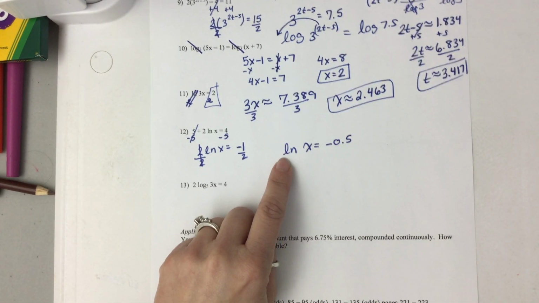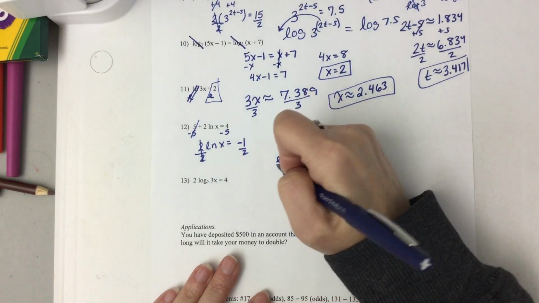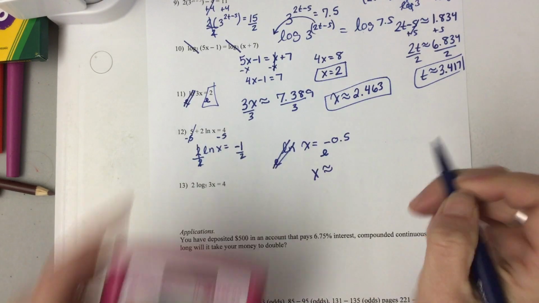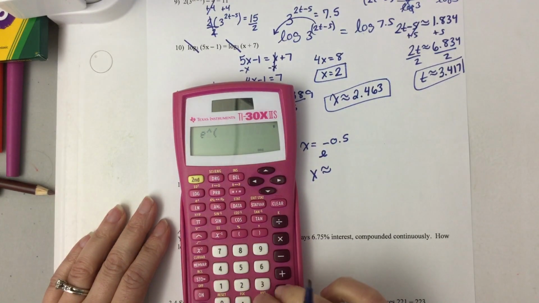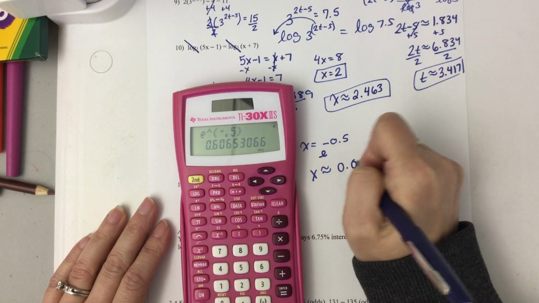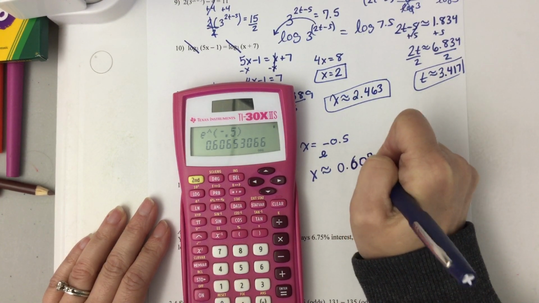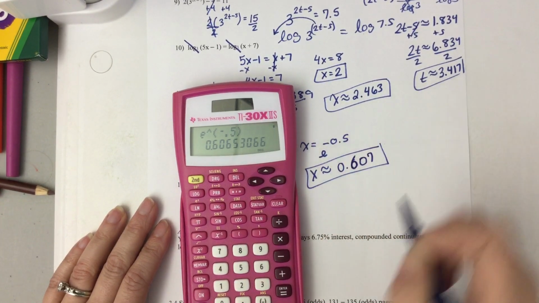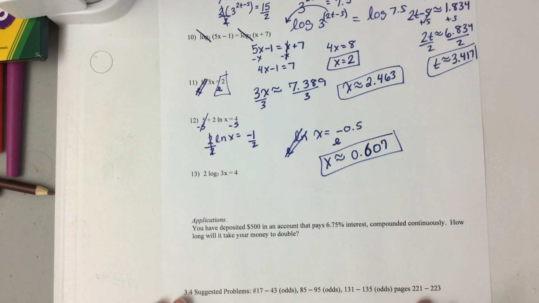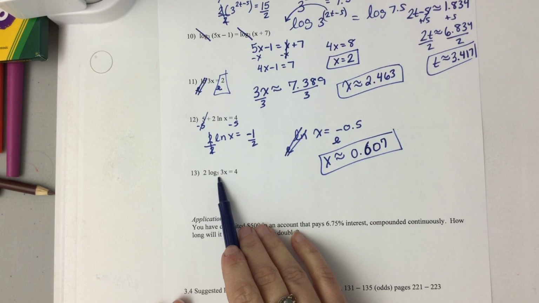Now, to cancel a natural log, you take both sides to the base of e, because e and a natural log cancel. x is alone. If I take e to the negative 1/2, I'd have 0.607 if I rounded it to 3 places. 0.607.